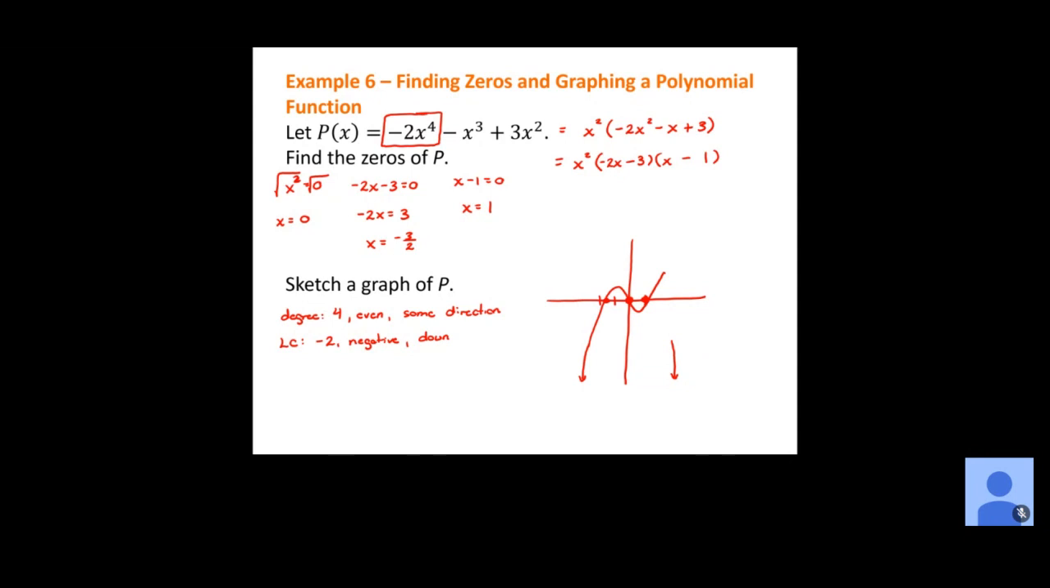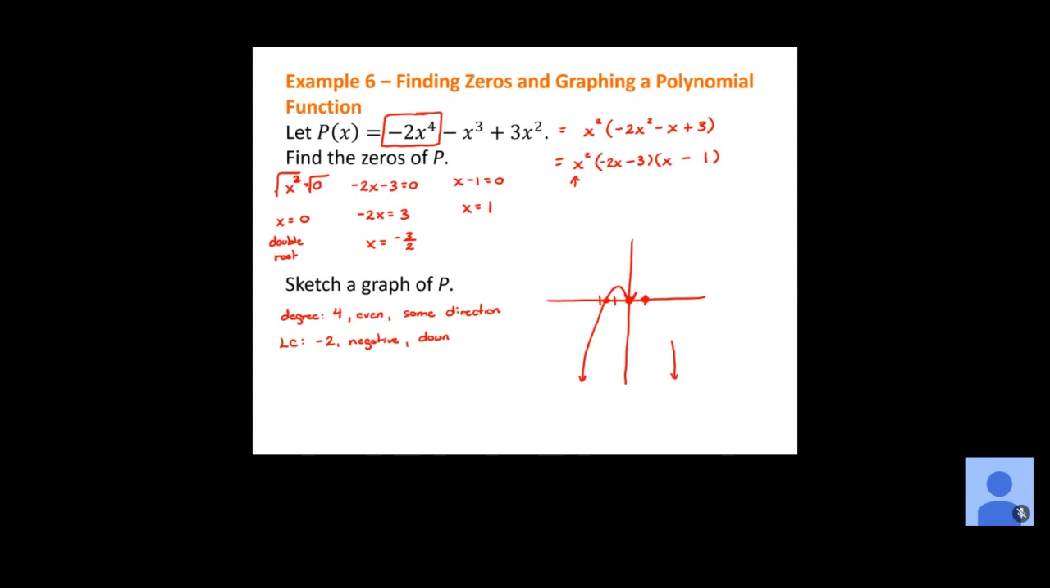Well, what actually happens this time is this x² right here tells us that this is what we call a double root. Okay, so when we take that square root and we get x equals 0, that x equals 0 is what we call a double root. Because of that, when I go up through this first point and come down to this point, instead of going through the x-axis, my graph is actually just going to bounce off of that point instead.